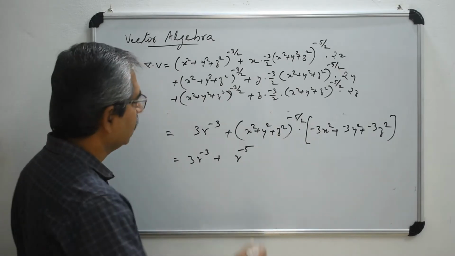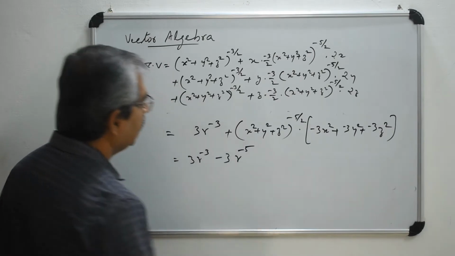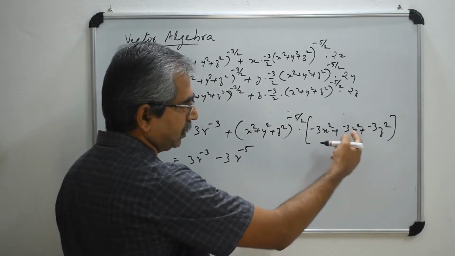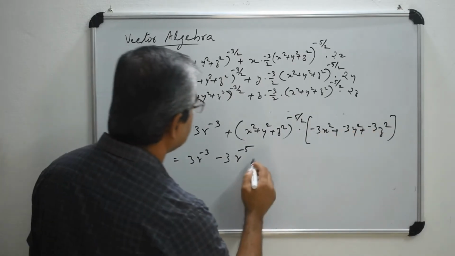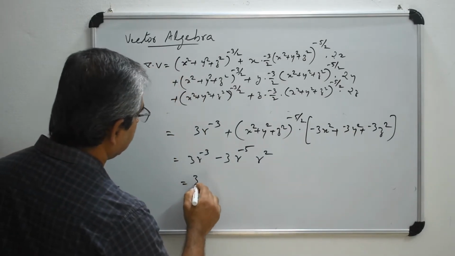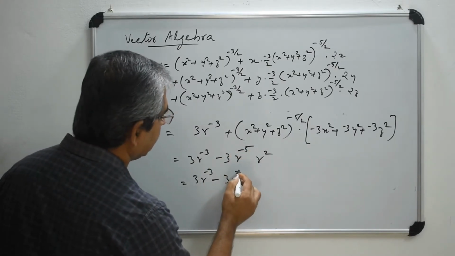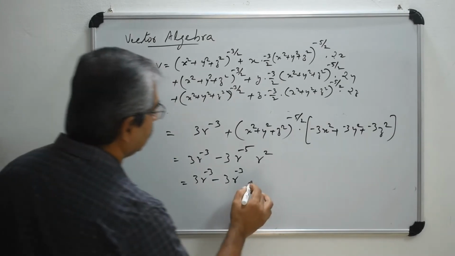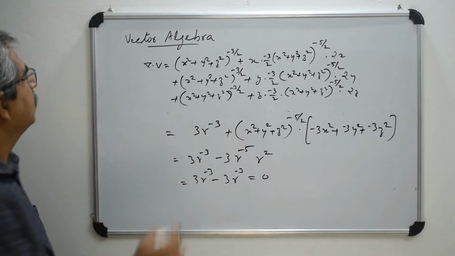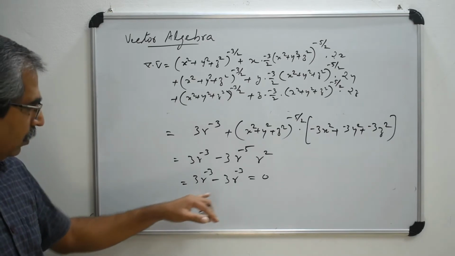Now minus 3 is common, so you can take that outside. So this can be written as minus 3 r raised to minus 5, minus 3 is taken outside. So what is inside? x square plus y square plus z square, that is equal to again r square. So this is equal to 3r raised to minus 3 minus 3r raised to again minus 3, isn't it? So the value is equal to 0. So the divergence of the vector v in this case will be equal to 0.